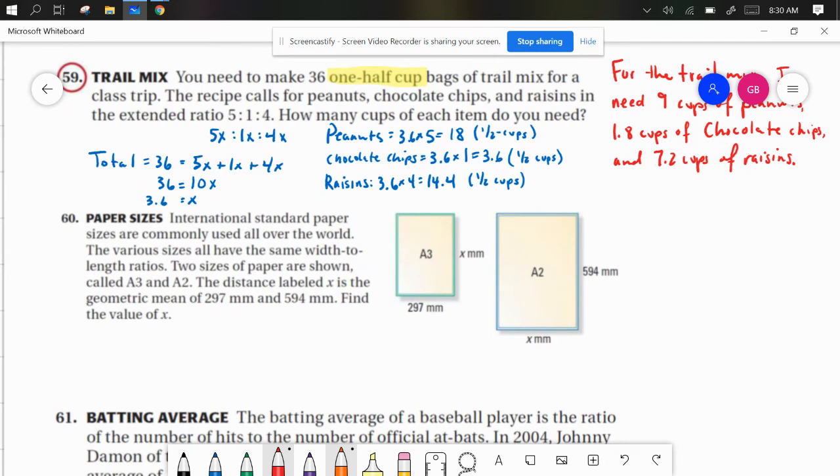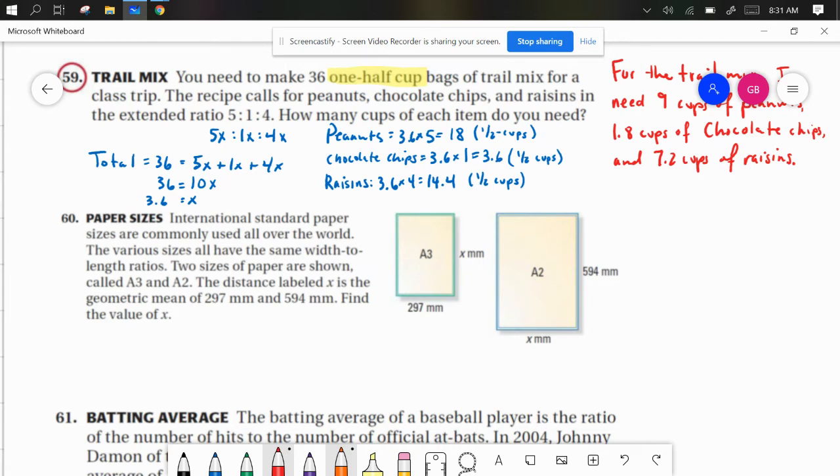All right, number 60. International standard paper sizes are commonly used all over the world. The various shapes all have the same width to length ratio. The two sizes of paper are shown, called A3 and A2. The distance labeled x is the geometric mean of 297 and 594 millimeters. Find the value of x.